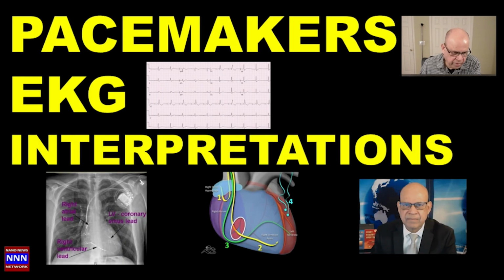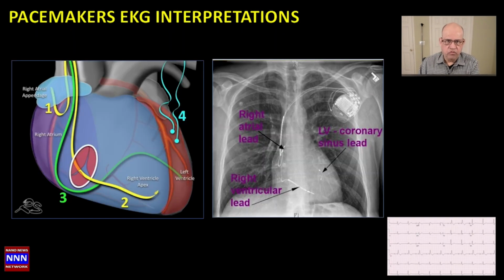Here's an X-ray of a patient with a pacemaker, leads and a battery, and here is a character representation of the pacemaker leads. We are going to start off with the different types of pacemakers that are used in patients with various cardiovascular conditions, be they related to bradycardia, heart failure, or cardiomyopathy, and see how we can identify them on the surface electrocardiogram.